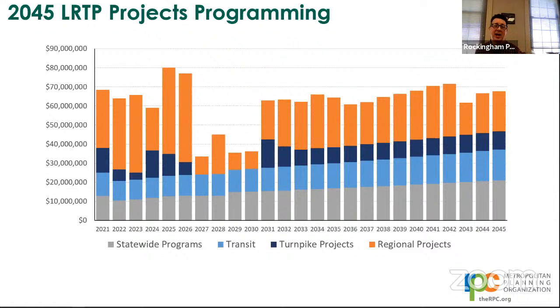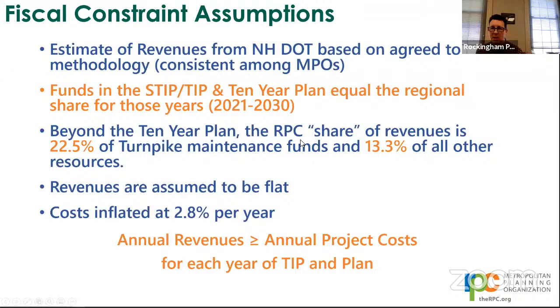So if a project had a higher score, it tended to get programmed earlier on in the outer years. So basically, it just took all our projects and kind of spread them out over those 15 years as best I could to make sure that we were fiscally constrained on a year-to-year basis. I've talked about some of these assumptions that we make in that fiscal constraint analysis.